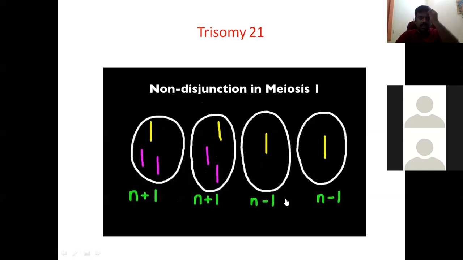So this is non-disjunction in meiosis 1. As you see, in the first meiosis step itself, there is a non-disjunction that results in cells having an extra 21 chromosome, and two cells will have no 21 chromosome. So this occurs as meiotic non-disjunction in the first division.